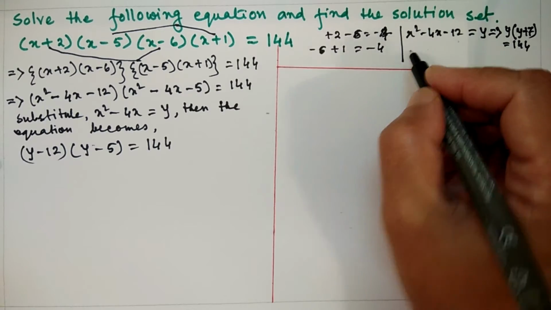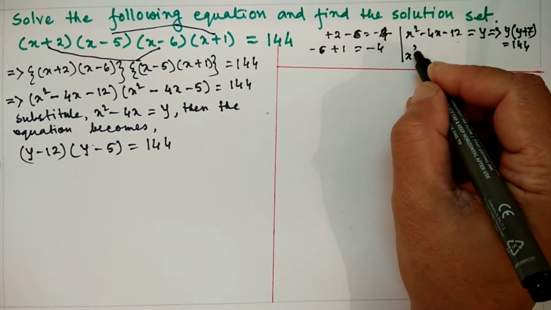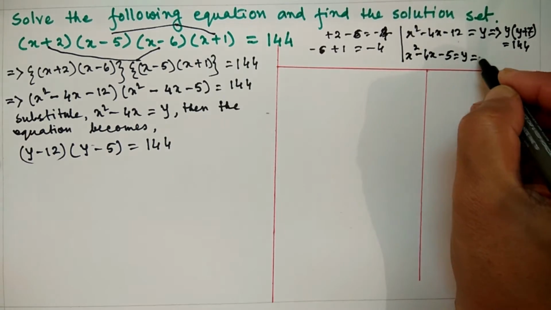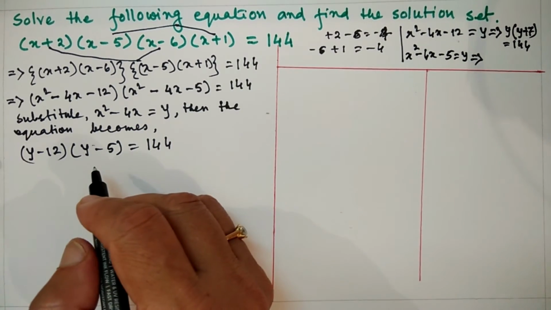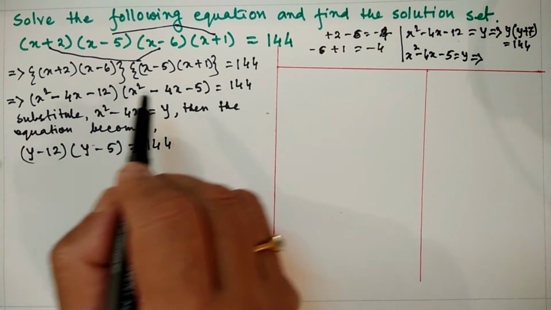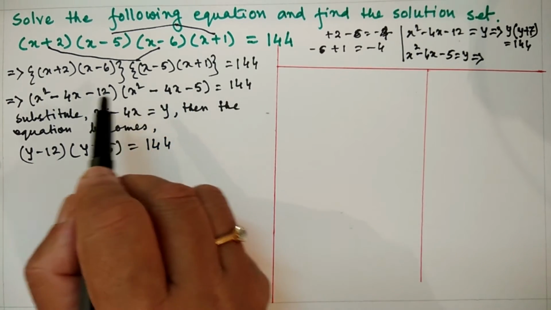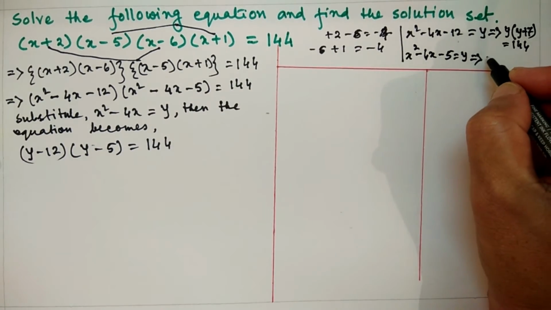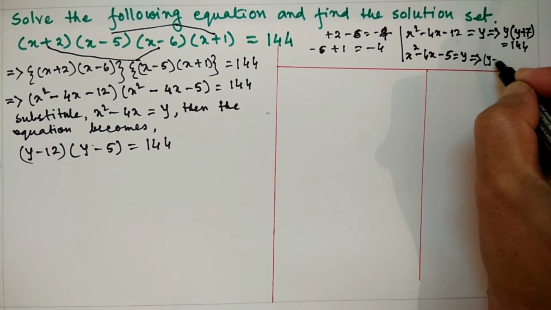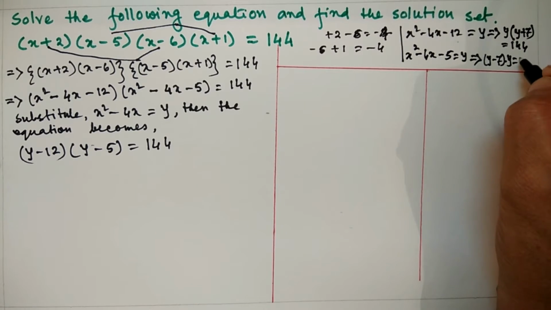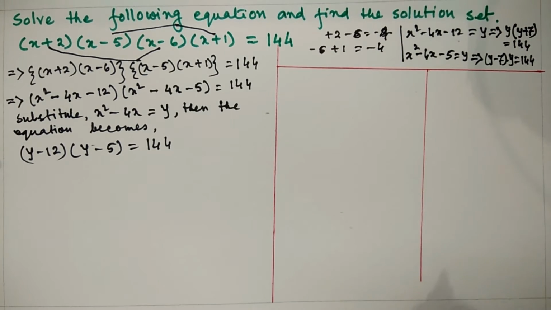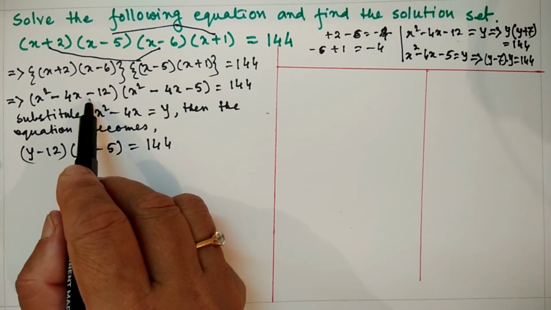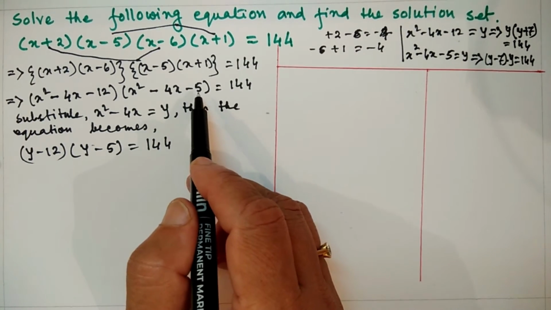And if anyone thinks that he will take x square minus 4x minus 5 is equal to y, then we have to subtract 7 from it to get minus 12. So it will be y minus 7 into y is equal to 144. You can solve, you will get the same result. So you can assume this as y, you have to adjust the constant terms.